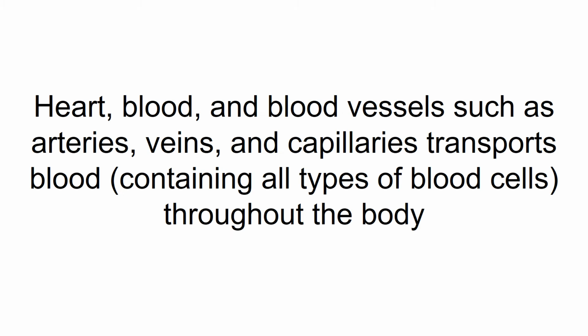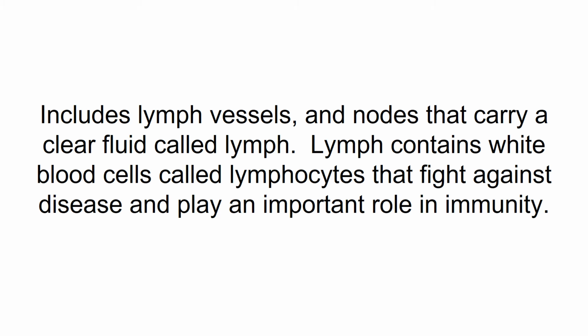We have our circulatory system, which includes the heart, blood, and blood vessels such as arteries, veins, and capillaries. They transport blood, containing all types of blood cells, throughout the body. We have our lymphatic system. Our lymphatic system includes lymph vessels and nodes that carry a clear fluid called lymph. Lymph contains white blood cells, also called lymphocytes, that fight against disease and play an important role in immunity.